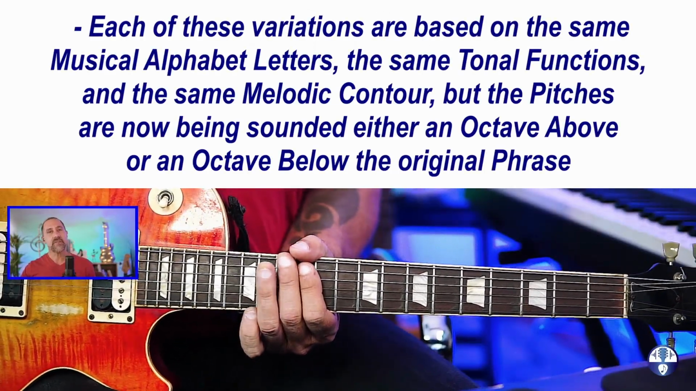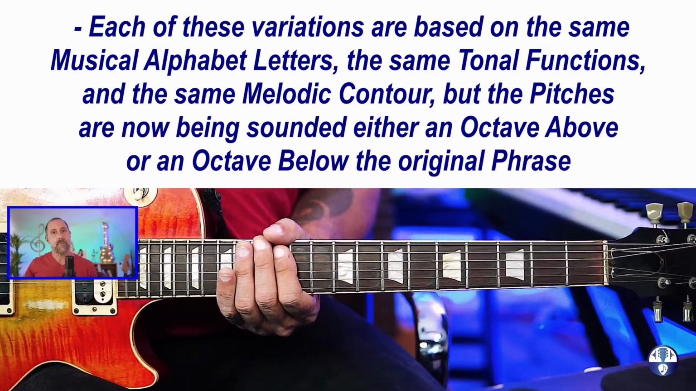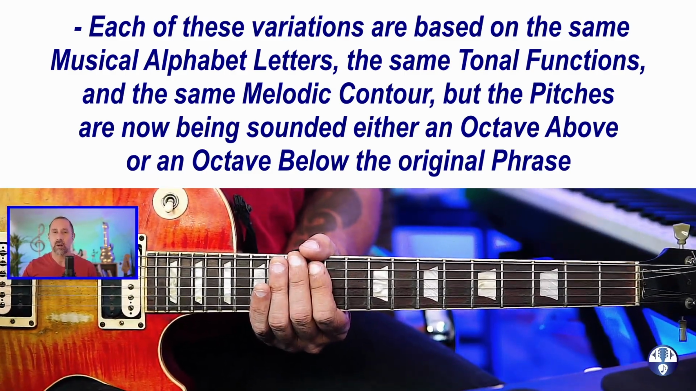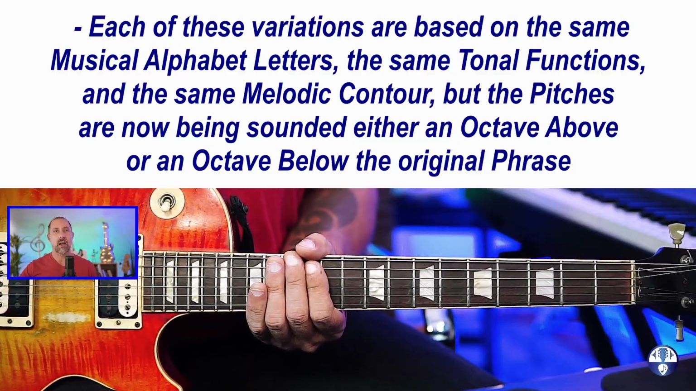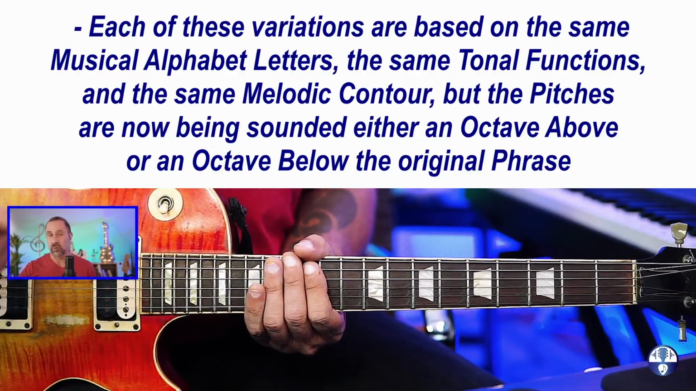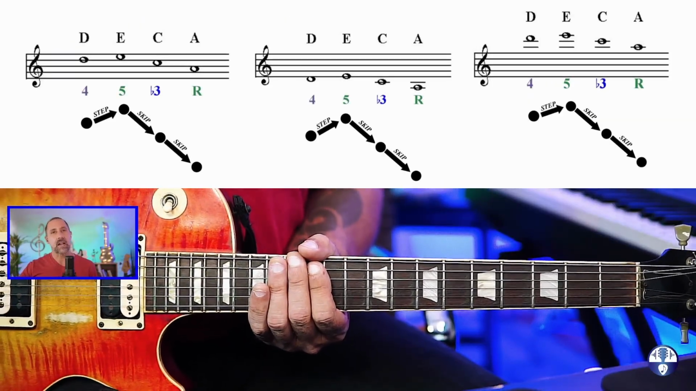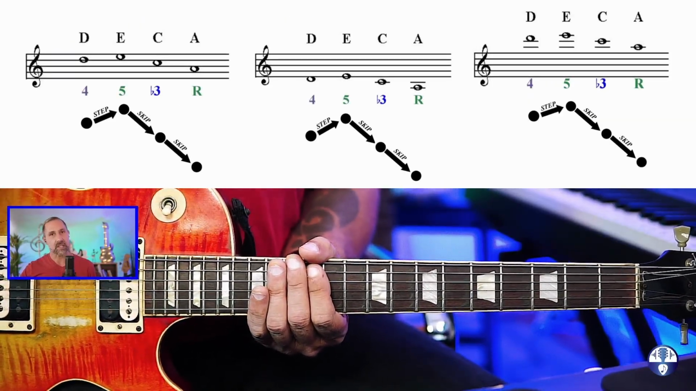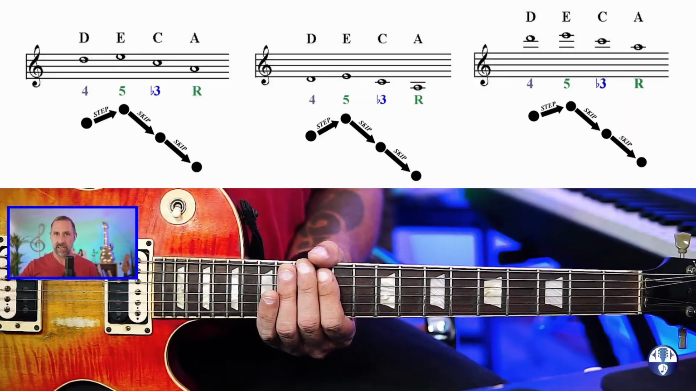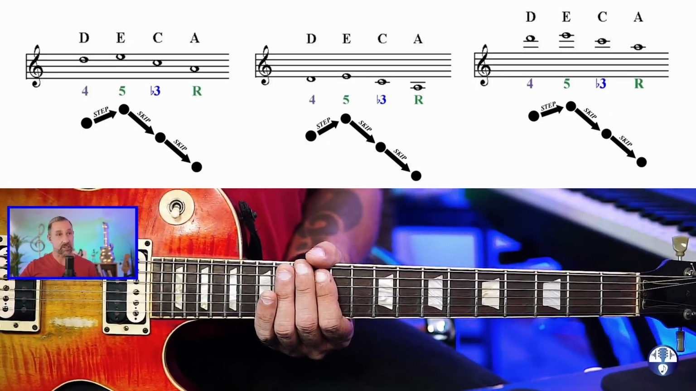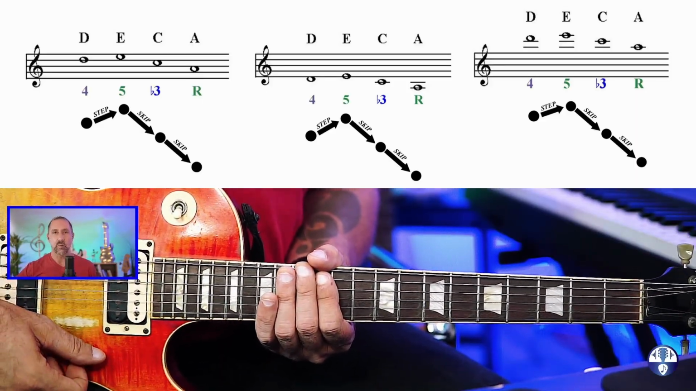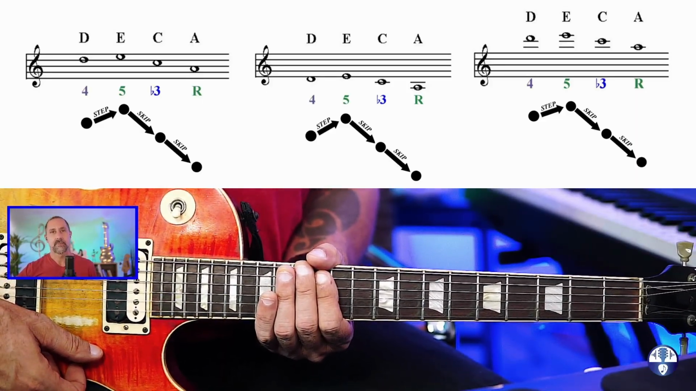Now, each of these variations are based on the same musical alphabet letters, the same tonal functions, and the same melodic contour, but the pitches are now being sounded either an octave above or an octave below the original phrase. I like to write down these new variations using music staff notation because it gives me a really good visual representation of what each octave in each register actually looks like as far as the range of pitch that is being used within each phrase.